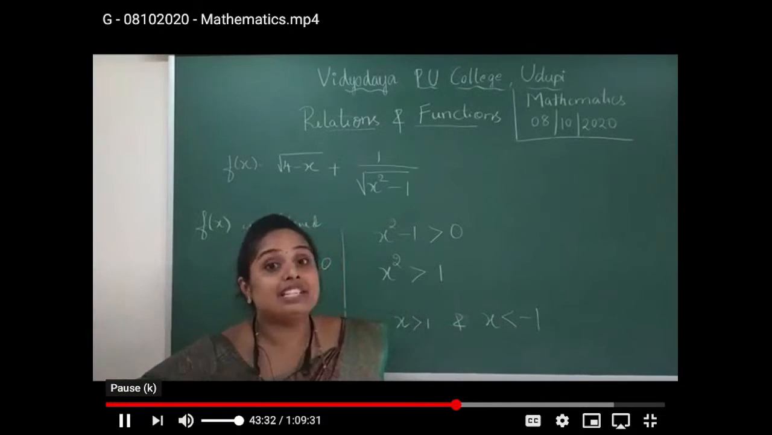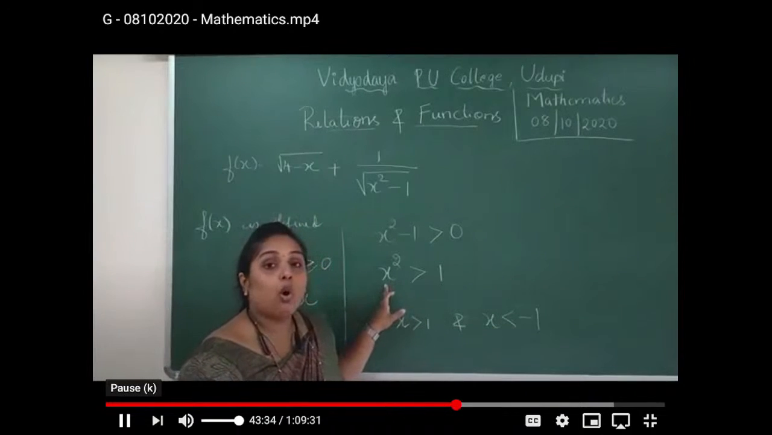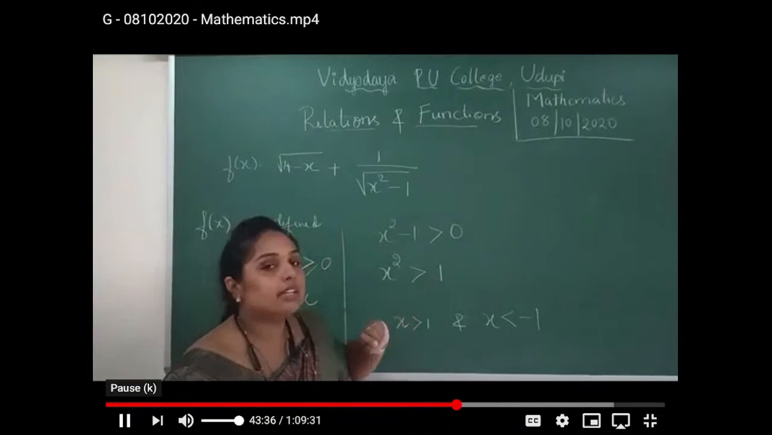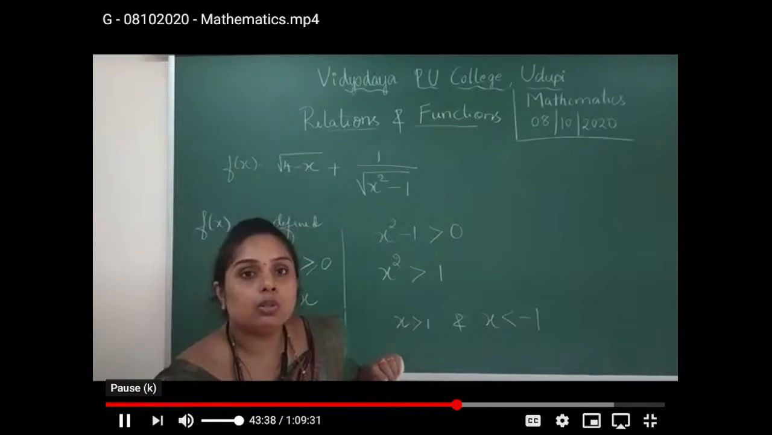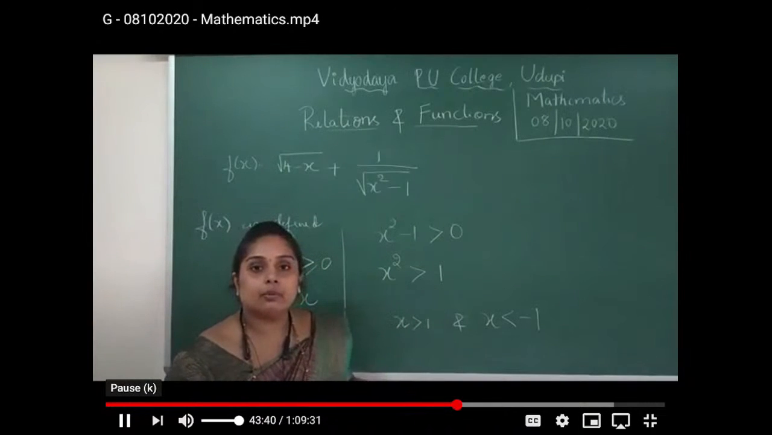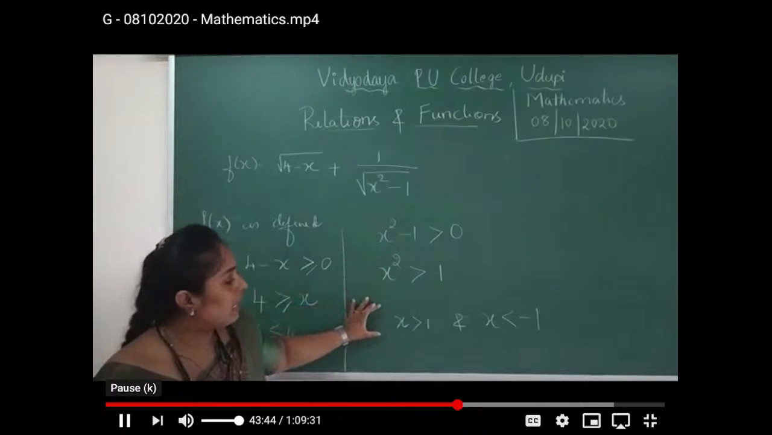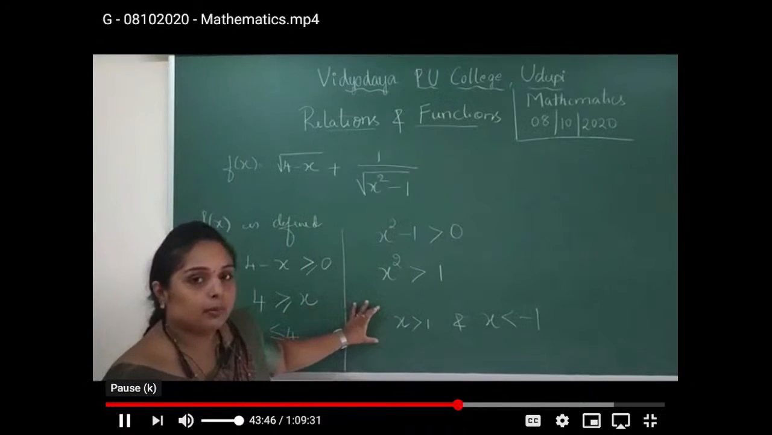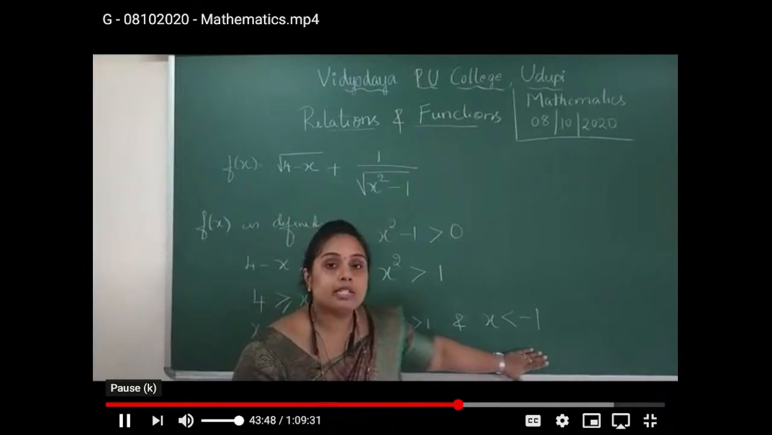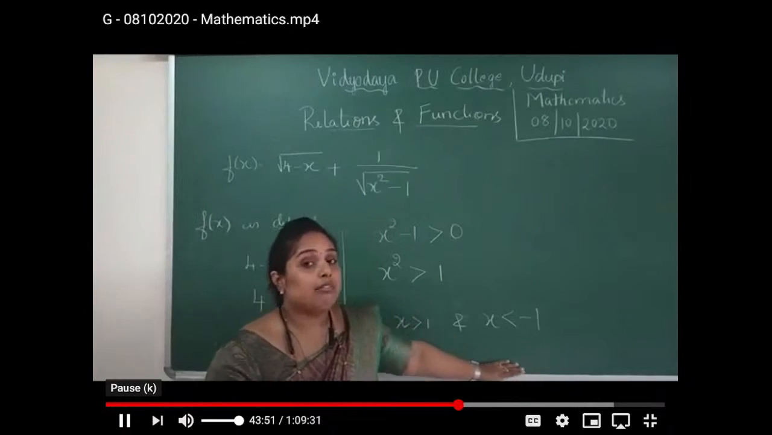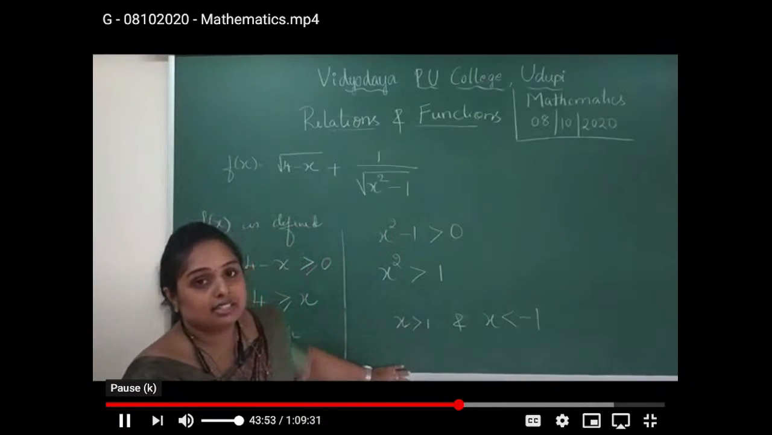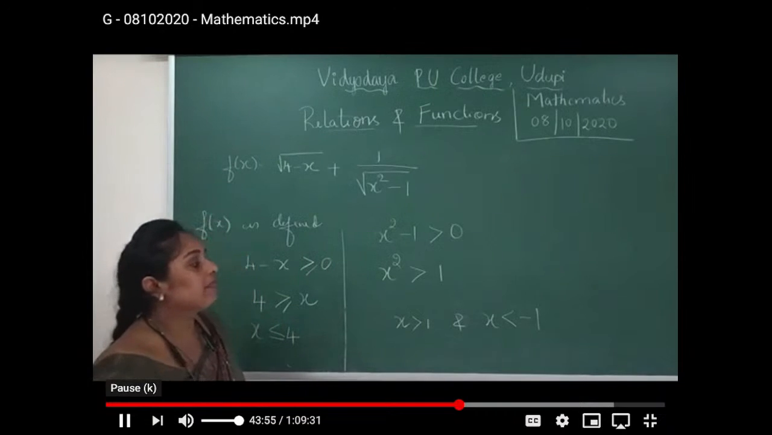Less than minus 1 is minus 2. If I put minus 2 the whole square, it becomes 4. 4 is greater than 1. Minus 3 the whole square, 9. 9 is greater than 1. So what does x square greater than 1 imply? x is greater than 1 and x is less than minus 1. Hope it's clear. If it is not clear, please rewind and see how.